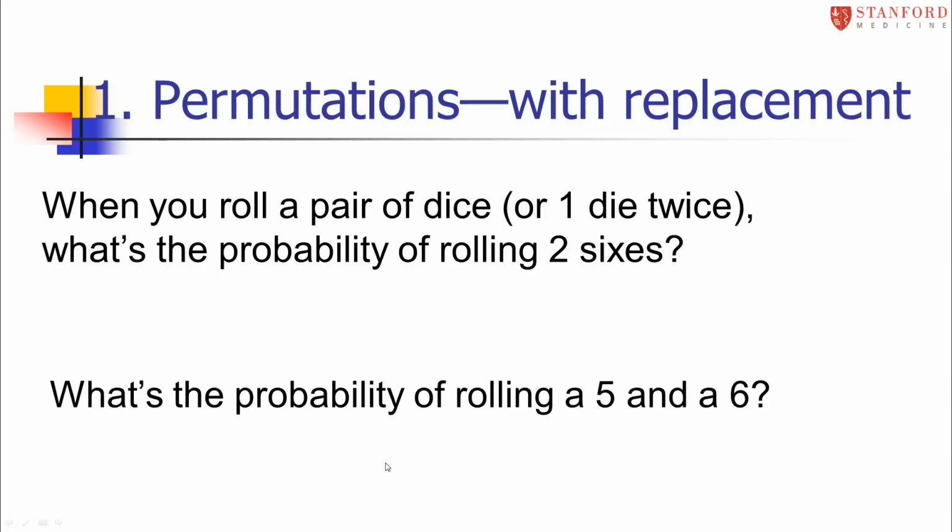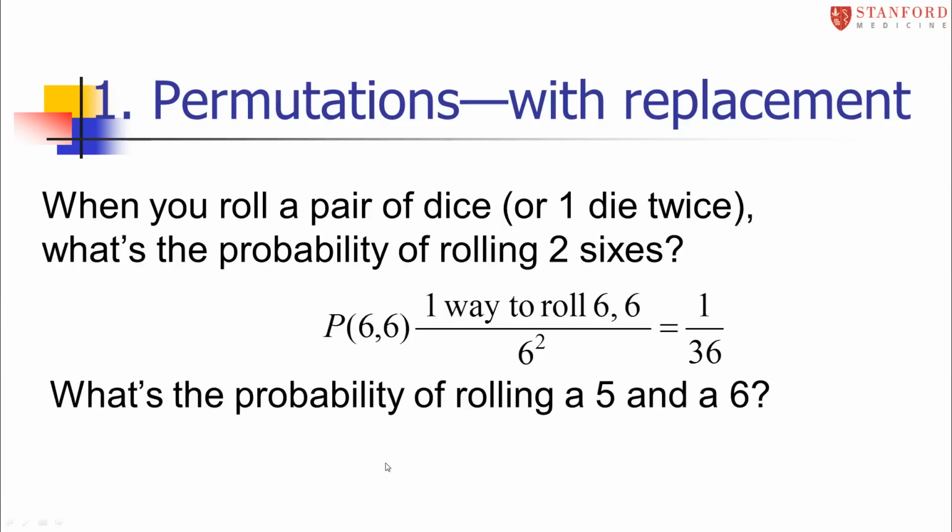So for dice problems, the same thing. In the denominator, we're going to count up how many possible outcomes there are. Well, there are 6 possible outcomes when you roll a die, and we're going to roll 2 dice. So the denominator here is going to be 36, 6 squared. And there's only one way to get 2 6s, so the probability will be 1 out of 36.